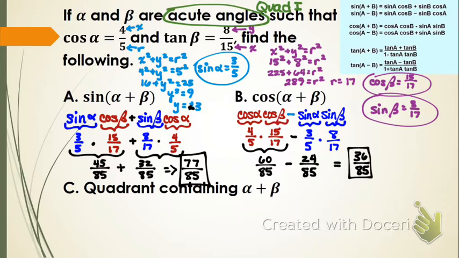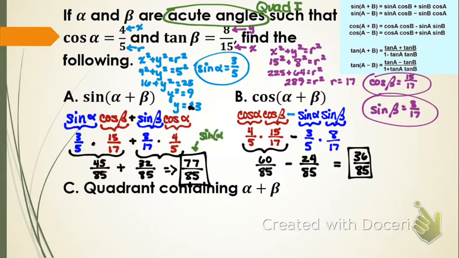All right, so I found sine of alpha plus beta. I found cosine of alpha plus beta. I now have enough information to know what quadrant alpha plus beta is in. Did my sine value come out to be positive or negative? Positive.